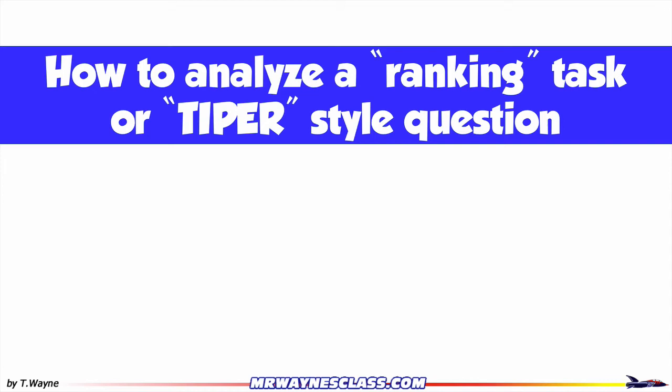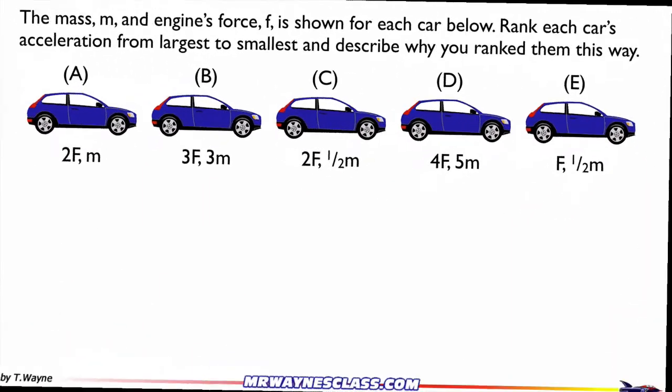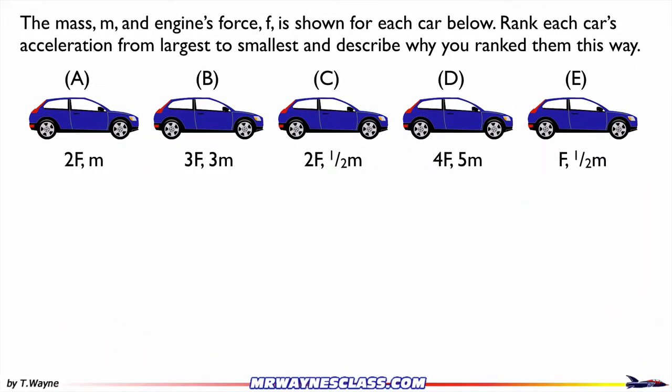This video is going to show you how to analyze a ranking task or TIPER style question. Here's the example question that we're going to use. The mass m of an engine's force F is shown for each of the cars below. Rank each car's acceleration from largest to smallest and describe why you rank them this way.